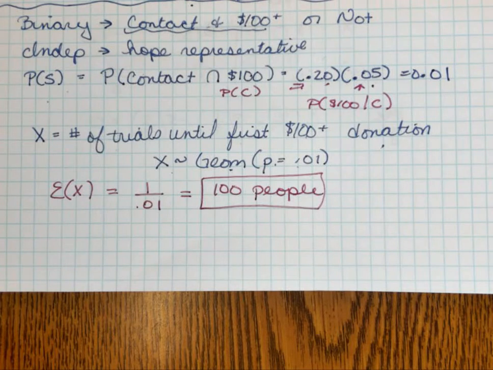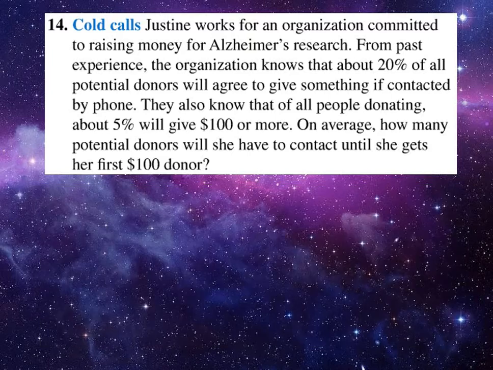It says number of trials until the first 100 plus donation. Yeah. 100 people. No, did you read the problem? Problem said, on average, how many potential donors will she have to contact until she gets her first $100 donation? And this just so happens that in the problem they're saying 5% will give $100 or more. So that's why I put the plus on it.